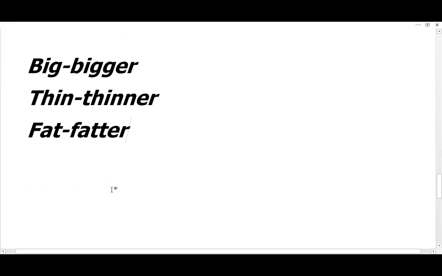So don't forget these changes, because sometimes when we write, we usually forget this. Actually, remember that you cannot say, "I am more big." This is not correct. "I am more big" or "you are more big than me" is not correct. You have to say bigger, thinner, fatter. You don't have to say more big, more thin, more fat.